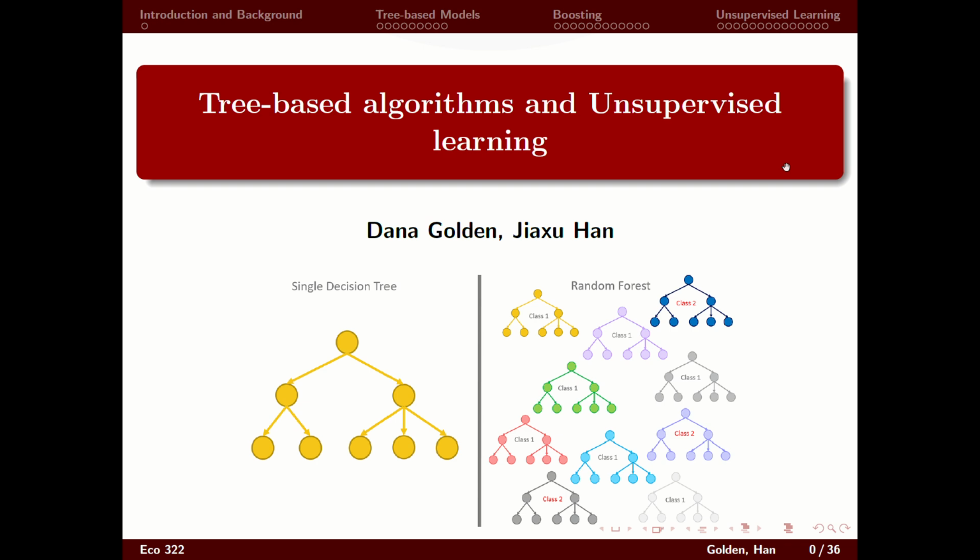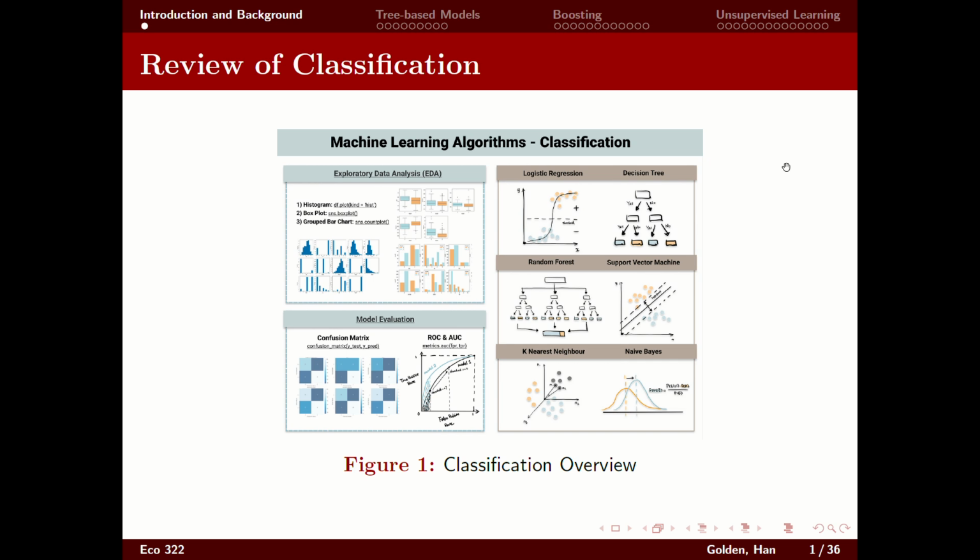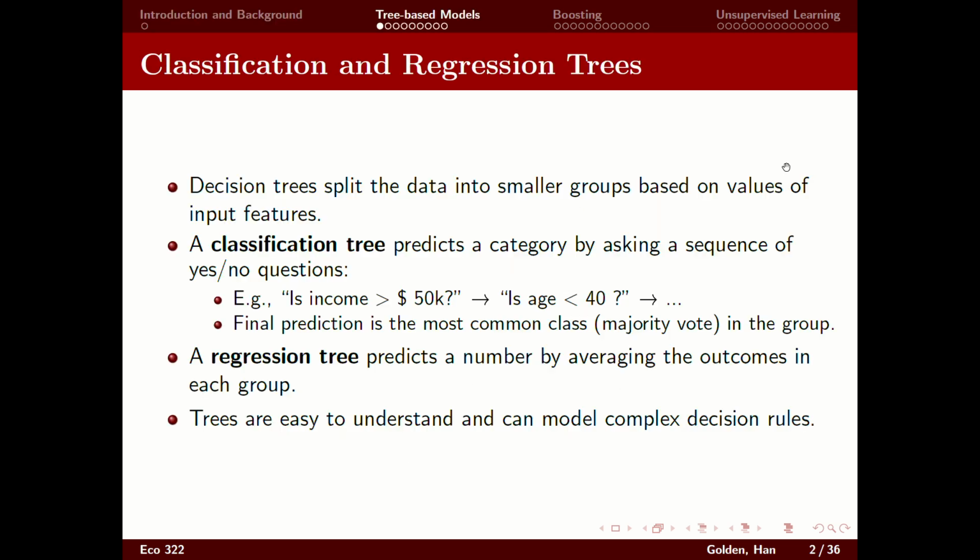Tree-based algorithms and unsupervised learning. So, review of classification. You have logistic regression, decision trees, random forests, support vector machines, k-nearest neighbor, naive Bayes. You're trying to separate multiple classes of objects. You know the classes. This is a supervised form of learning, and tree-based models are another version of that.